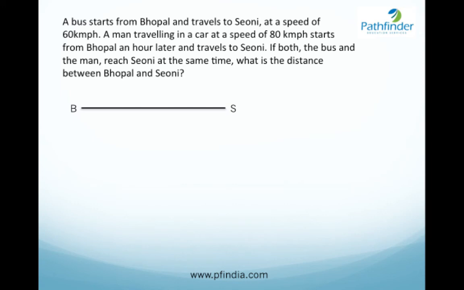As you see the schema, Bhopal represented by B, Siuni represented by S. The difference of time is that of 1 hour, and 1 hour must be equal to the time traveled at the slower speed represented by Ts there, minus the time taken at the faster speed represented by Tf. Again, rewriting the above equation, Ts is replaced by the distance d divided by 60 minus Tf, that is the time taken at the faster speed, is replaced by d divided by 80. On solving this equation, we'll get the value of d as 240 km.